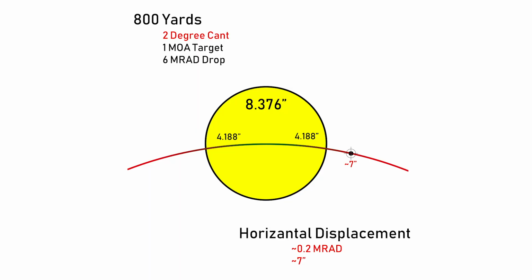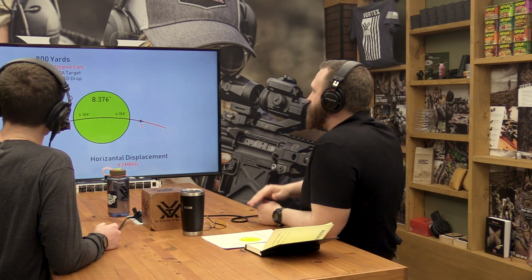If you can go to the next slide here. This is an example of a 1 MOA target at 800 yards. The 1 MOA target is the yellow circle here, right? Yes. I included the actual size of the target being 8.376 inches, though it doesn't really matter all that much. The important thing to consider is that this is with a 2-degree cant. If you're canting your gun right, you're going to hit right and you're going to hit a little bit low. The vertical effect is much less than the horizontal, but it does still exist.